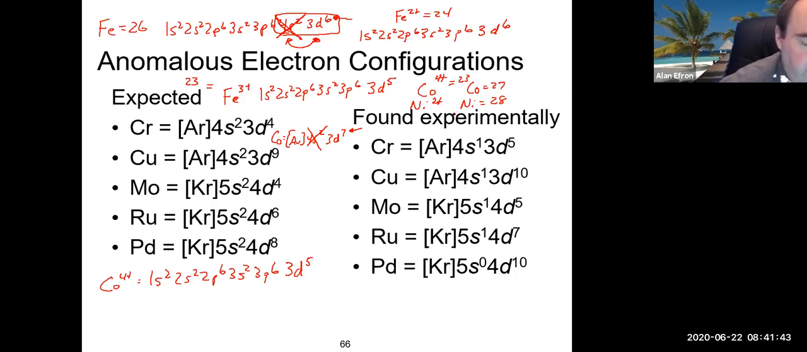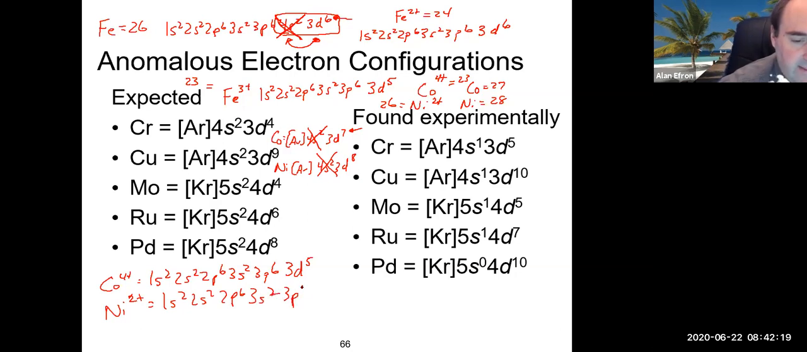Same thing if we look at our nickel with a +2 charge, going to go to 26. Again, our nickel with no charge would be argon, 4s2, 3d8. So here, again, we're going to lose those 2 electrons from there, and that would get us a nickel that is 1s2, 2s2, 2p6, 3s2, 3p6, and 3d8 in this particular case.